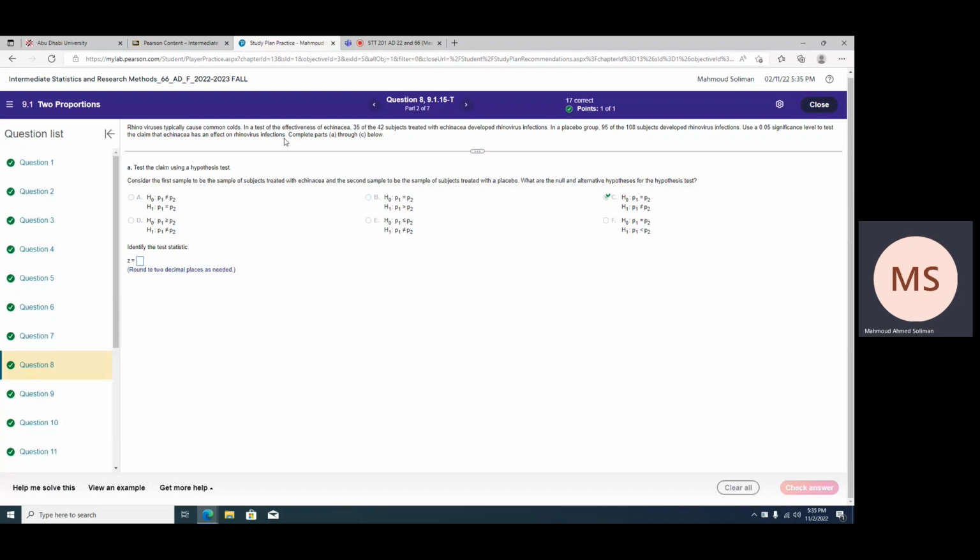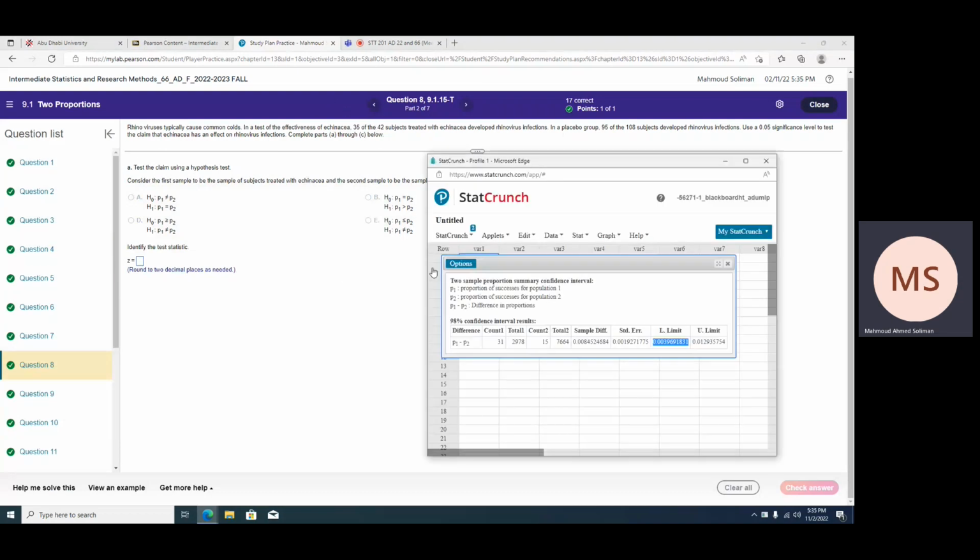So how did you know that it's not equal? Look, the test says, test the claim that Echinacea has an effect, okay? So what is the opposite of having an effect? Doesn't have an effect, yeah. So if it does have an effect, that means it does equal, then the opposite, H1, is not equal, does not affect.